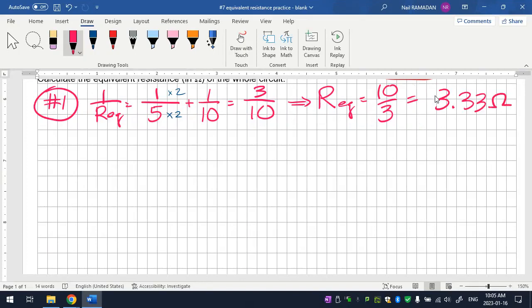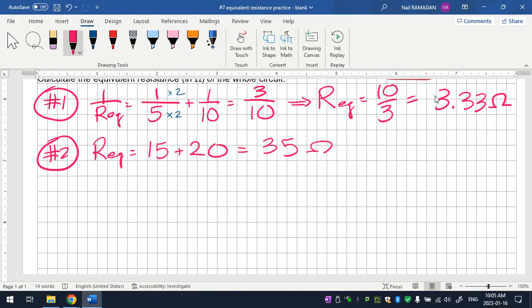All right. Group number 2. Come on. Group number 2 is a pure what? In series. So what do you just do? REQ equals how much plus how much? 15 plus 20 equaling how much? 35 ohms. I know you're saying this is only 2 sig figs. I know, but when we add up the whole thing, we're going to keep it to 3.